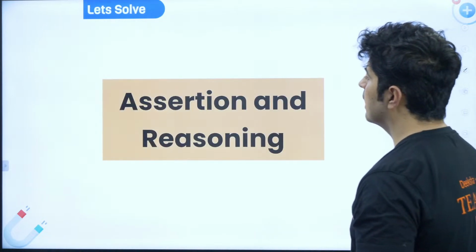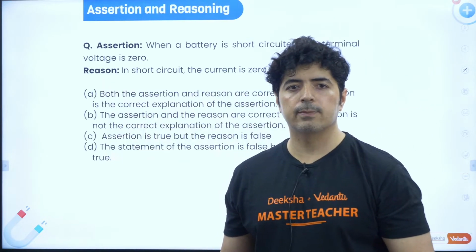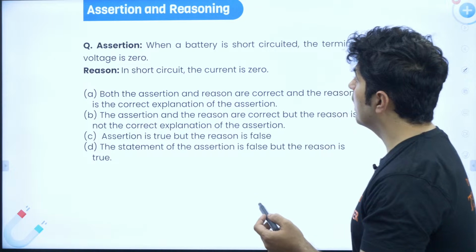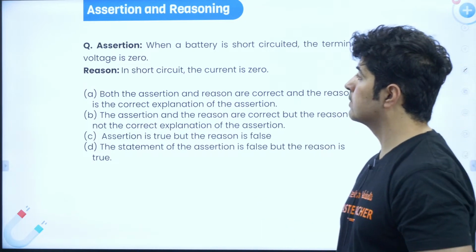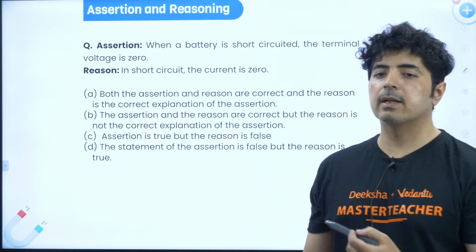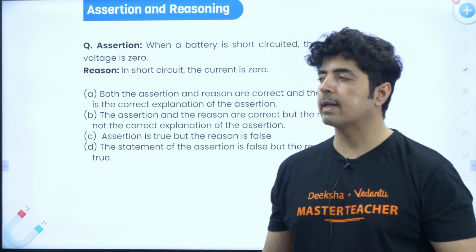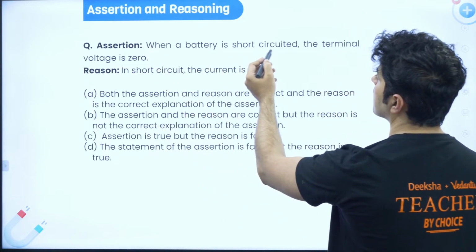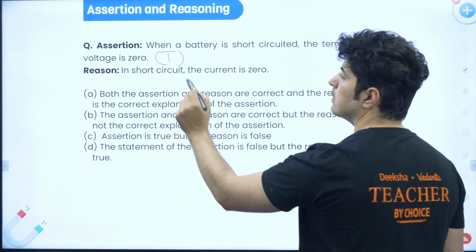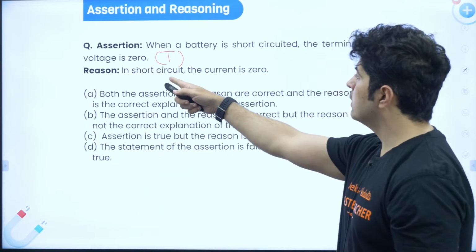All right, let's do our assertion and reasoning problem. This is also a type of problem that we get in the exam. So the problem says: when a battery is short circuited, the terminal voltage is 0. This is the assertion. So I can clearly see, yes, when a battery is short circuited, the terminal voltage is 0. Yes, it is true. It is a right statement. In a short circuit, the current is 0.